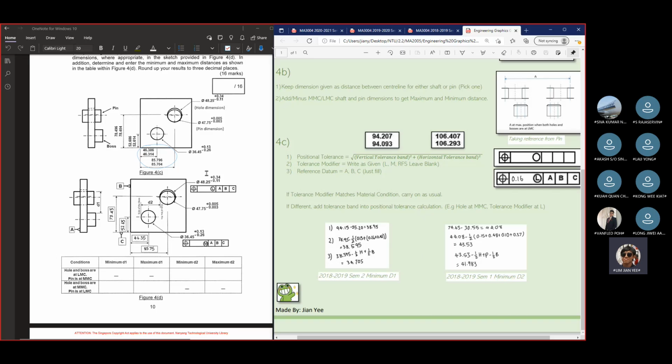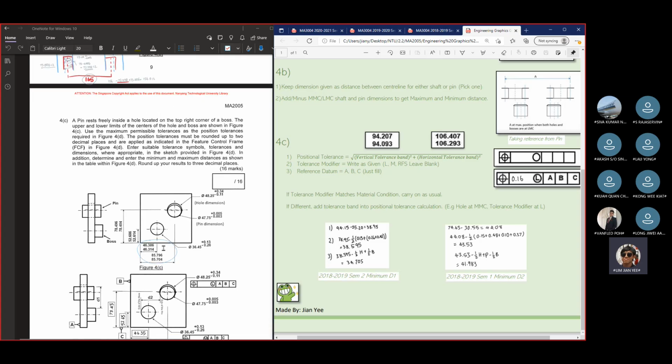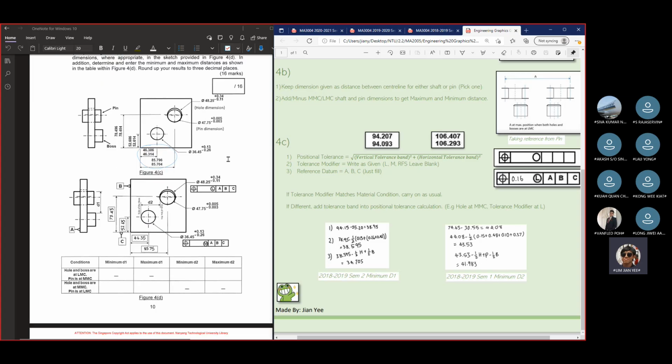You can see here 85.796 plus 85.704. You divide by 2, you get 85.75. And since they tell you to round off to 2 decimal places, you leave it in 2 decimal places. That's the easiest thing to do first, and that will give you 4 marks. Yay, 4 marks. How easy.